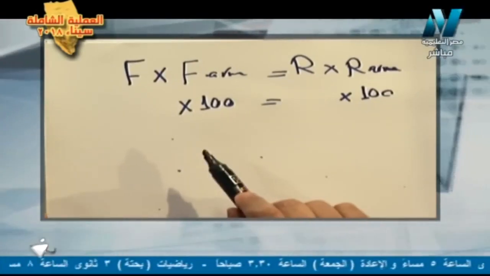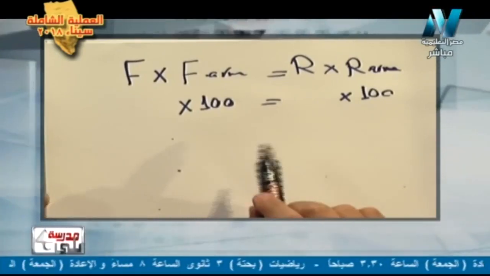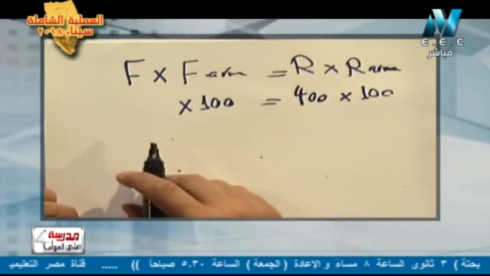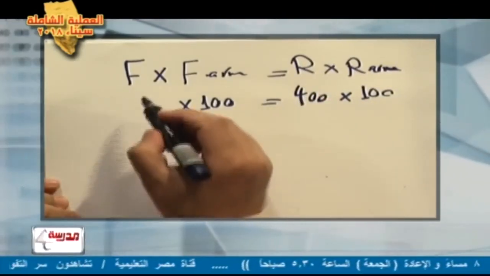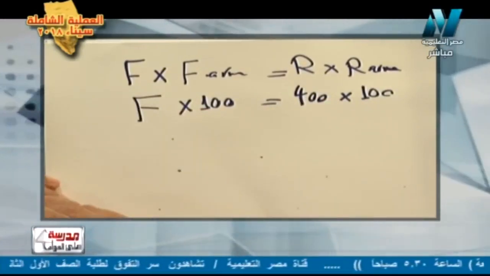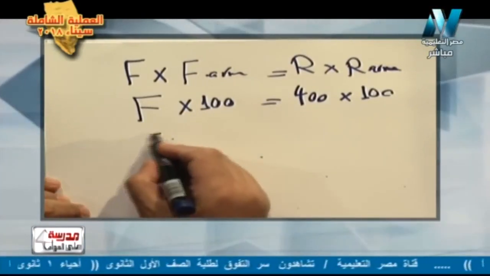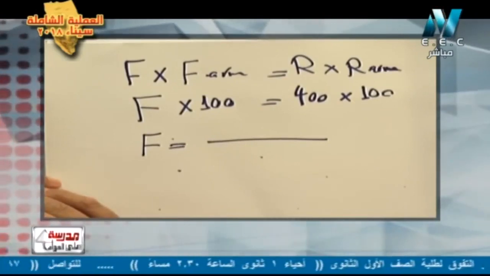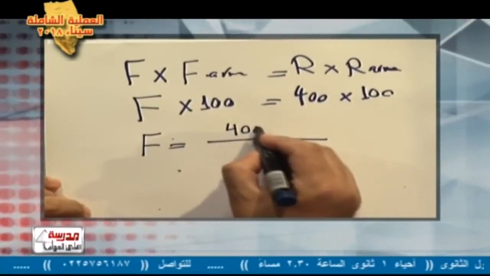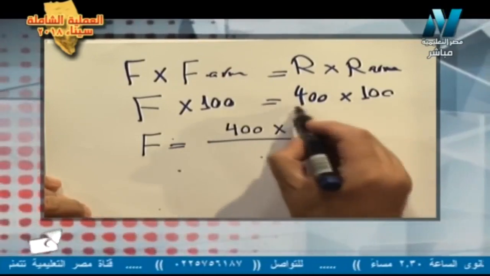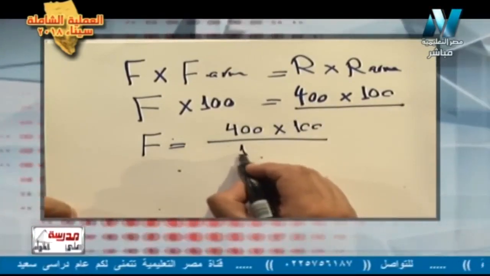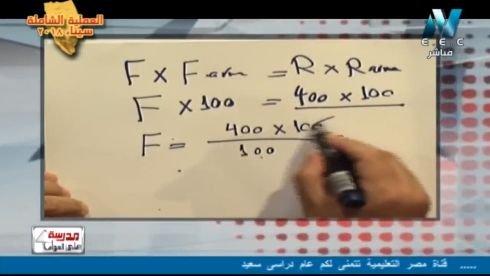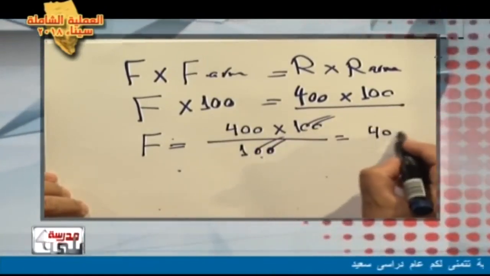And if the value of the resistance equals 400 Newton, so the resistance here is 400 Newton. Find the effort force, here I want the effort force, and mention the type of this lever. So how can I get the effort force? I can say the effort force is 400 by 100, which is the complete side this time, over 100. So the effort force will be 400 Newton.